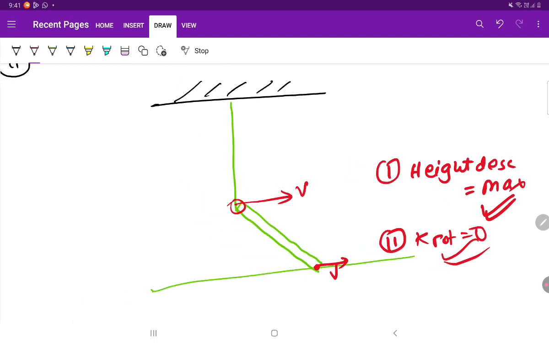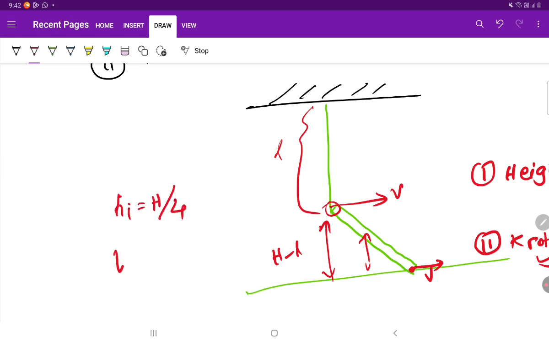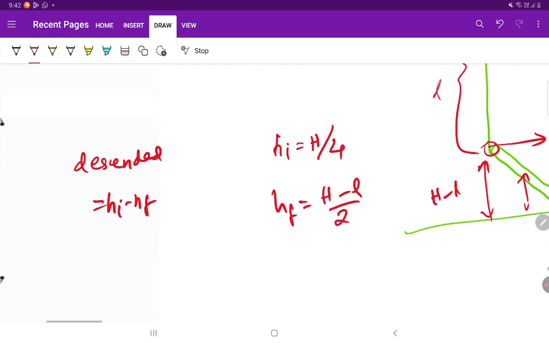Thus using basic work energy theorem, this length is smaller, this will be h minus L, and the center of mass is at a distance (h minus L) by 2 from the ground, and initially the center of mass is at a distance h by 4, so hi is equal to h by 4 and hf is equal to (h minus L) by 2. So what is the descent? Descent is equal to hi minus hf, which will come out to be L by 2 minus h by 4.